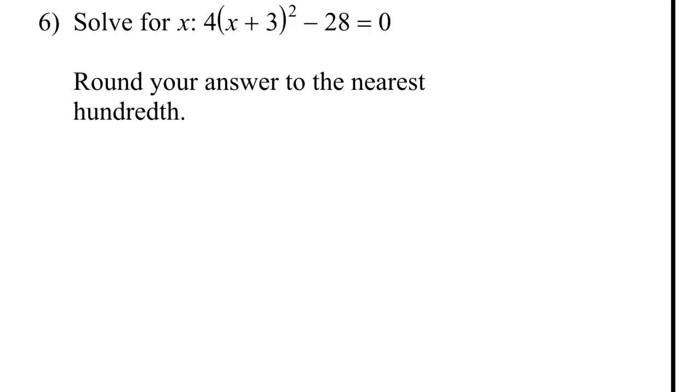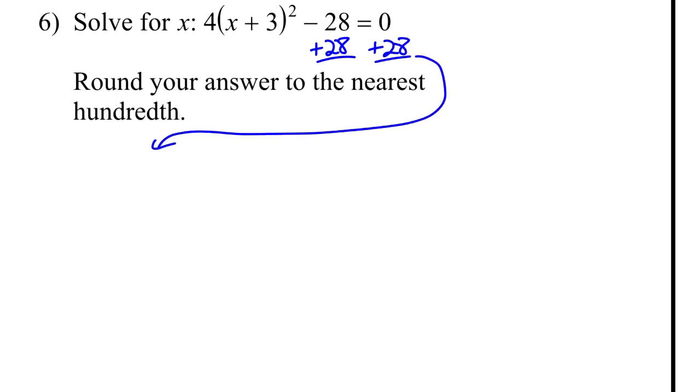Solve that equation, round your answer to the nearest hundredth. All right, well, the first thing I'm going to do here is I need to get this x isolated on one side. It's already on the left-hand side here. So I need to undo operations in order to get it by itself. And the first thing I'm going to do is add 28 here and bring this down. So I will have 4 times the quantity x plus 3 squared is equal to 28.